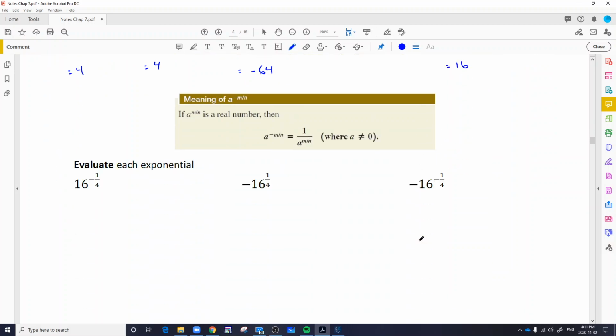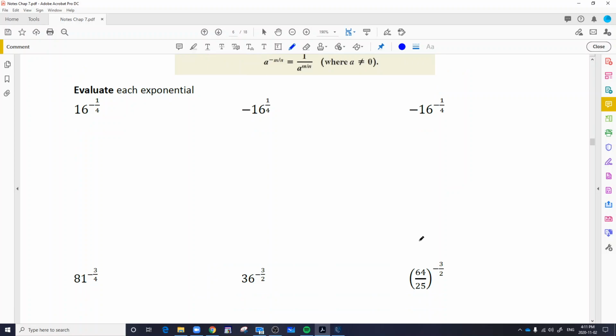All right, and we can throw negative exponents in here. Negative exponents work the exact same way that they worked in chapter 4. The negative exponent means you're in the wrong place. So this would be 1 over 16 to the 1/4, and so I would write that as 1 over the 4th root of 16, which is 2.